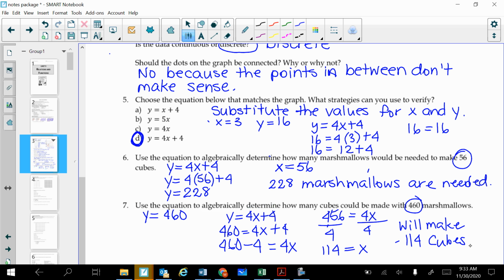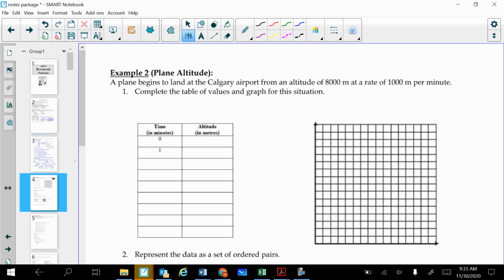All right, let's flip the page. I'm going to pause. I've gotten some more emails. Give me 2 seconds.